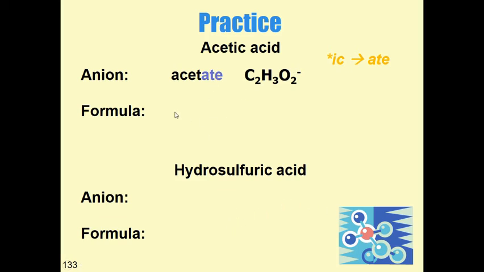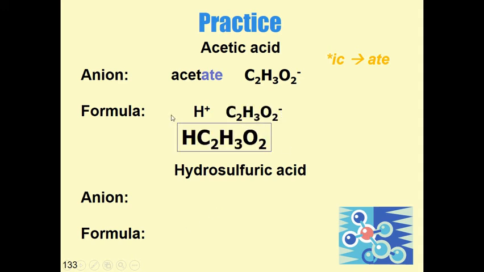So if you were to put the formula together, we're going to put an H+. We're going to combine it with this acetate, which has a minus 1. Crisscross, balance your charges, and you get this formula, HC2H3O2. This is the acetate, that's the hydrogen.